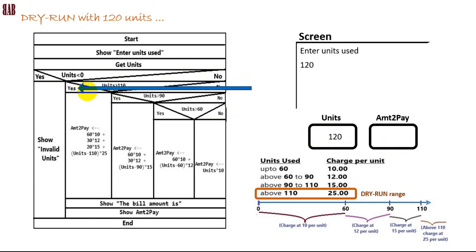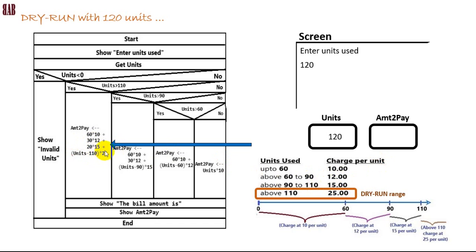Right? And then we go and handle the yes part of the decision box. So in this part, what we have done is 60 units we are multiplying by 10. Then up to 90, the rest of the 30 units we are multiplying by 12, that is this one. And then up to 110, which is a balance 20, right? 90 to 110 is 20 units. So that 20 units we multiply by 15, that is this one. And above 110, we are multiplying by 25.